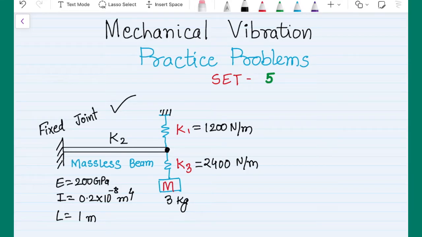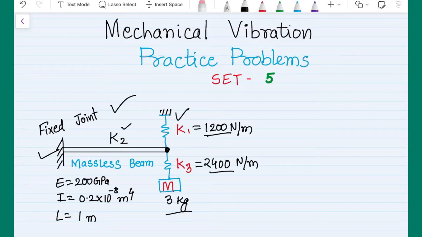If you look at the system, there are two springs connected, K1 and K3. Magnitudes are given here. Mass is 3 kg and a member is connected between the two springs. One end of the member is fixed. That means we can consider this massless member as a cantilever beam, and once we have a cantilever beam, we can include its stiffness.